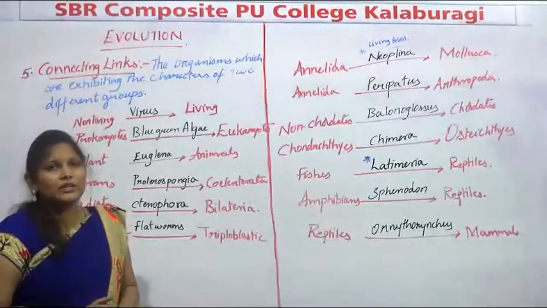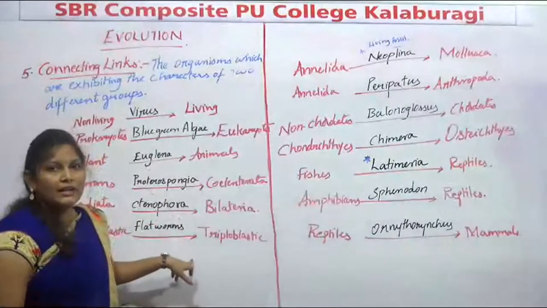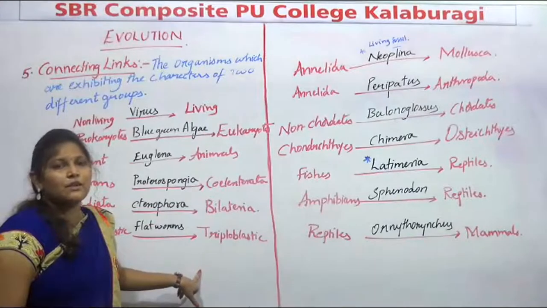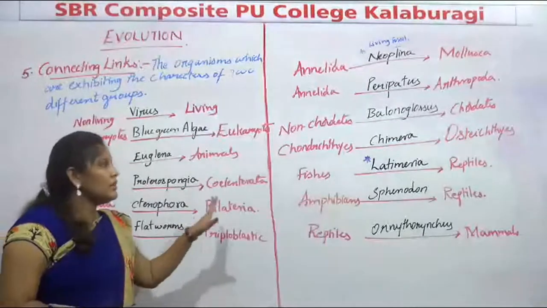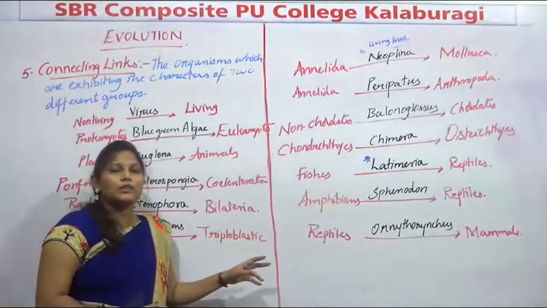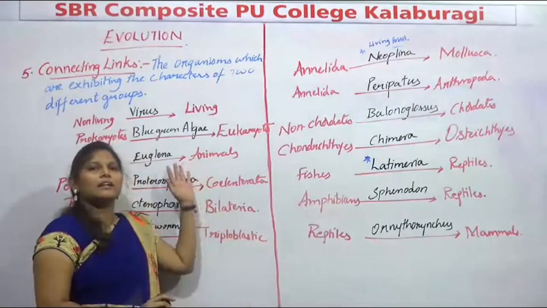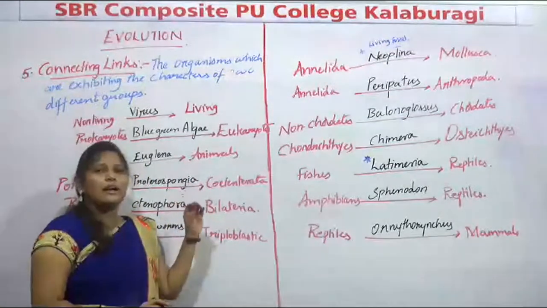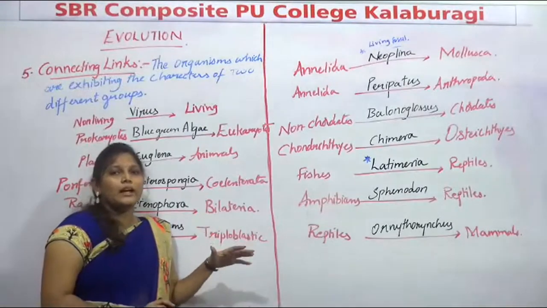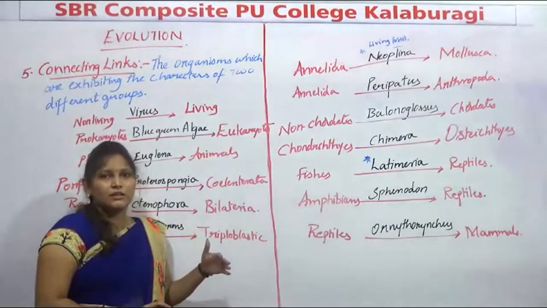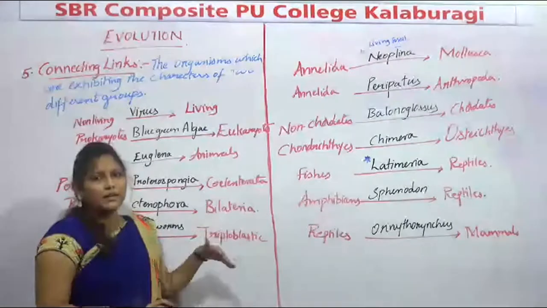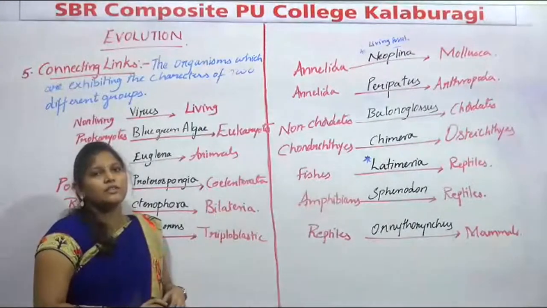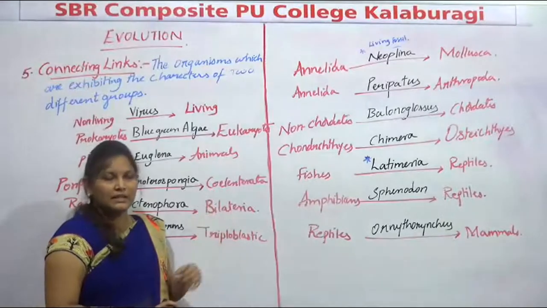What is the difference between connecting links and missing links? All these connecting links are extant organisms, that means they are living organisms, whereas missing links are extinct organisms. The only difference is that both the connecting links and missing links exhibit the characters of two different groups, but the organisms under connecting links are extant, they are living at present, whereas missing links are completely extinct from today's world. Then how do we come to know? By the evidences of fossils, we can identify these missing links.